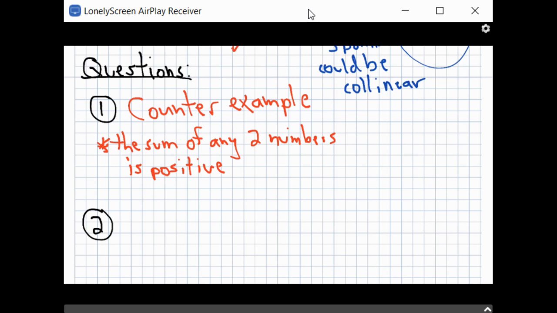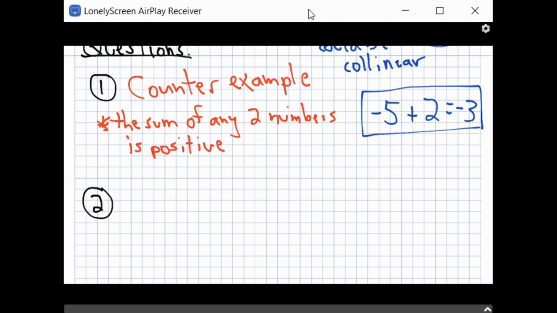The sum of any 2 numbers is positive. Well, what about -5 plus 2? That's a sum. That's using addition. But you can see the answer to that would be -3. And so that is a counterexample, and that is how you prove a conjecture false. And it only requires 1. Okay, question number 2 says, how do you prove a conjecture true?